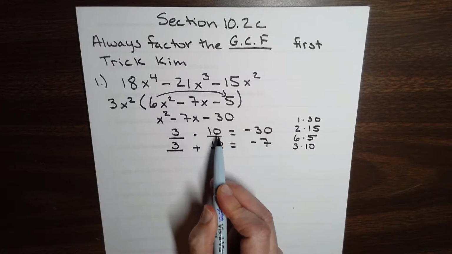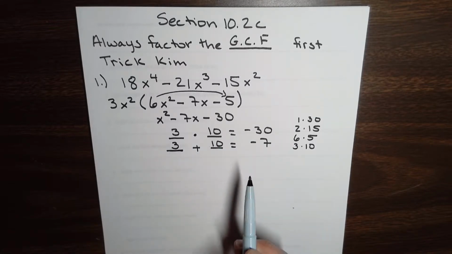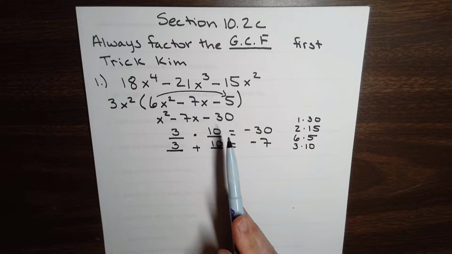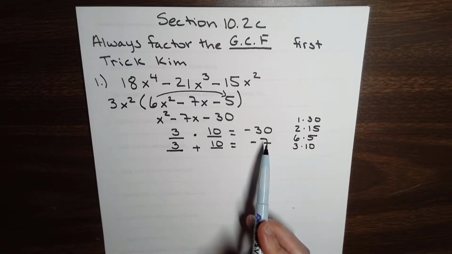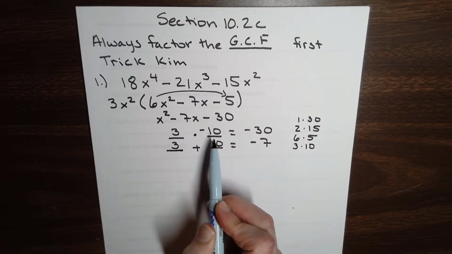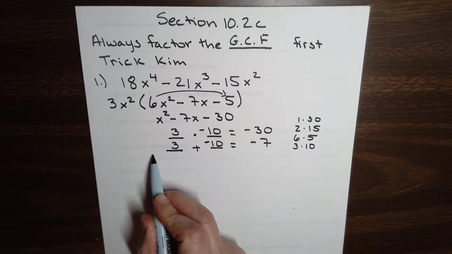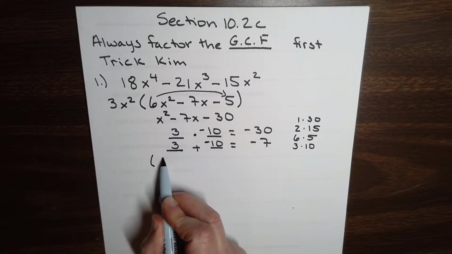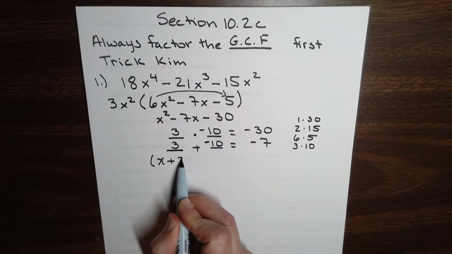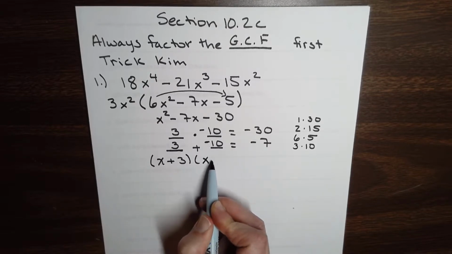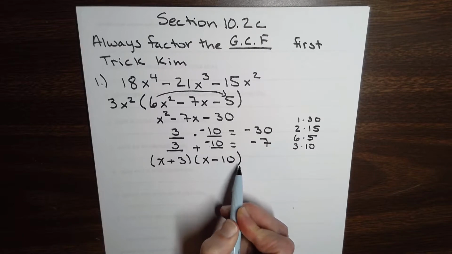One of these has to be negative, the 3 or the 10, to get a negative 30 when you multiply and a negative 7 when you add. And so the 10 has to be negative in this example. So our combination would be x plus 3 times x minus 10.